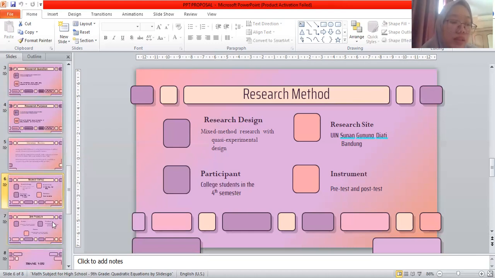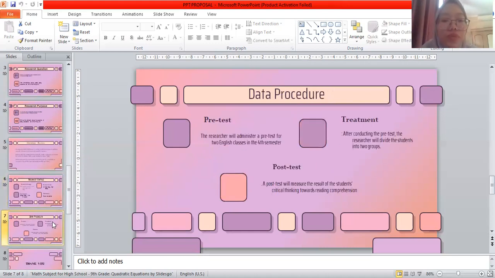And also for the data procedures, as I said before, I will conduct the pre-test and post-test, and there will also be a treatment after conducting the pre-test. The researcher will divide the students into two groups, and after that there will be a post-test that will measure the result of the students' critical thinking towards reading comprehension.